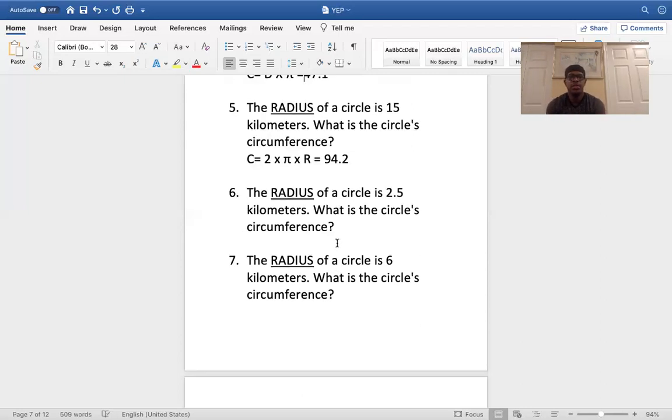Then number 6, the radius of a circle is 2.5 kilometers. What is the circle's circumference? So 2.5 times 2 will make it 5, so 5 times pi, or 5 times 3.14, should give us 15.7. All right, and then number 7, the radius of a circle is 6 kilometers. They gave us radius, so we know it's 2 times radius times pi. So it's going to be 12 times 3.14 or 6.28 times 6. And that should give us 37.68.